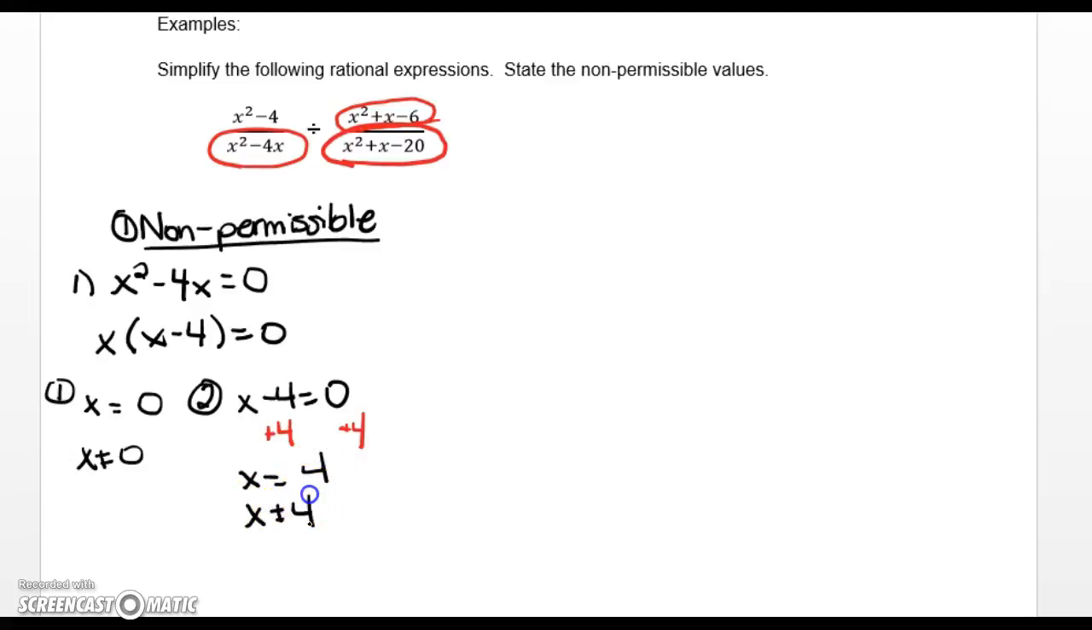So x cannot equal 4 and x cannot equal 0 so far, just looking at that one denominator. Then we can move over to the second one. If you want to label this one number 1, and this one up top number 2, then we'll do the bottom one last. So we're going to look at x squared plus x minus 6. We'll set that equal to 0.